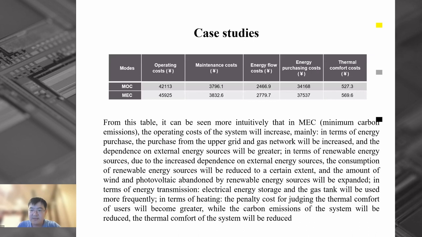And from this figure, it can be seen more intuitively that in MEC, that's the minimum carbon emissions, the operating cost of the system will increase mainly in terms of energy purchase, and the purchase from the upper grid and the gas network will be increased, and the dependence on external energy sources will be greater. In terms of renewable energy sources, due to the increased dependence on external energy sources, the consumption of renewable energy will be reduced to a certain extent, and the amount of wind and photovoltaic abandoned will be expanded. In terms of energy transmission, electrical energy storage and the gas tank will be used more frequently. In terms of heating, the penalty cost for the thermal comfort of the users will become greater, while the carbon emissions of the system will be reduced. The thermal comfort of the system will be reduced.